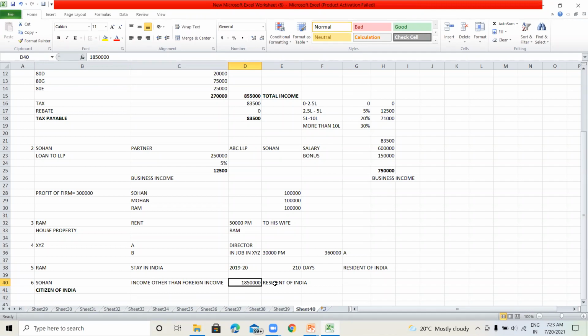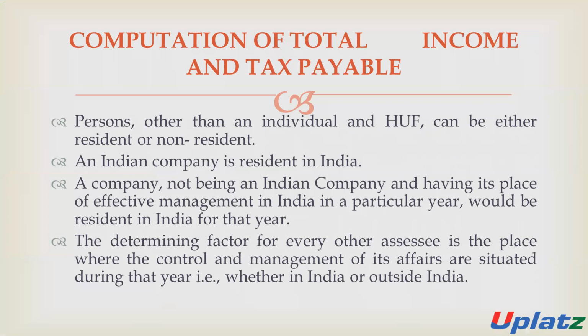If it is not taxable in any other country, then a person other than an individual and HUF can either be resident or non-resident. A person other than individual and HUF, just like AOP, BOI, company, firm, may be resident or non-resident. In the case of company, firm, AOP, BOI, cooperative society, it will not be resident and ordinary resident, or resident but not ordinary resident. It will be only resident and non-resident.